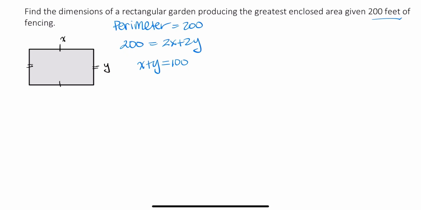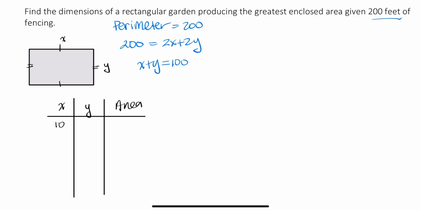Now, let's do a little guess and check before we do anything else with some test values. So x, y, area. And let's test several values out: 10, 20, 30, 40, 50, and 60. So if x is 10, since they must sum to 100, we know y is 90. If x is 20, we know y is 80, and so on. If x is 50, y has to be 50.